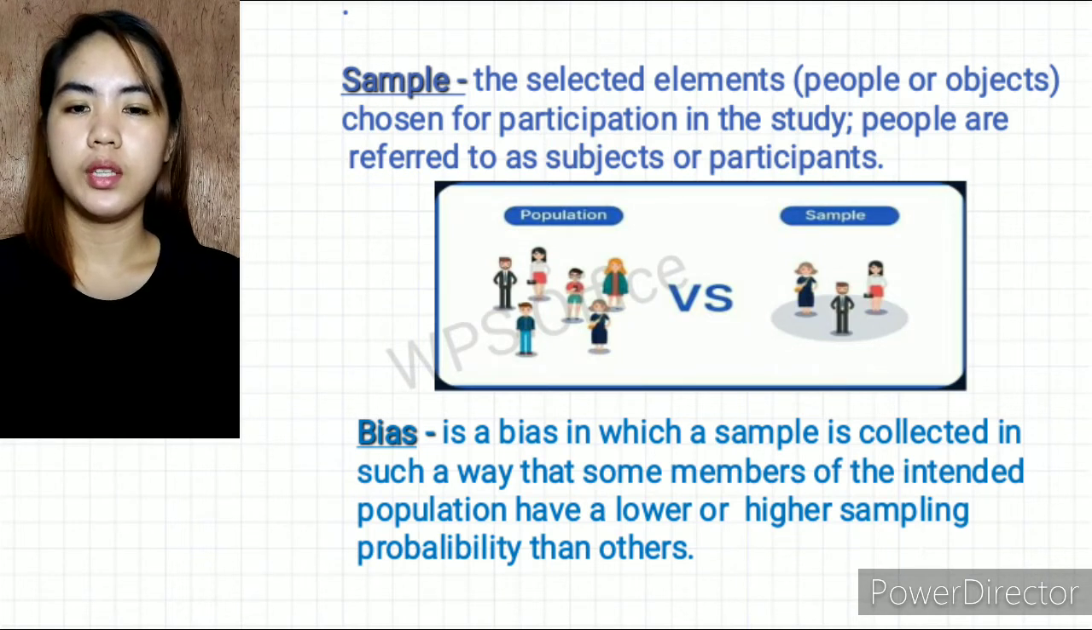Then now, what does bias mean? It is a bias in which a sample is collected in such a way that some members of the intended population have a lower or higher sampling probability than others. Sampling bias occurs when some members of a population are systematically more likely to be selected in a sample than others. Or, in other words, bias means that it is not equally likely to have been selected.